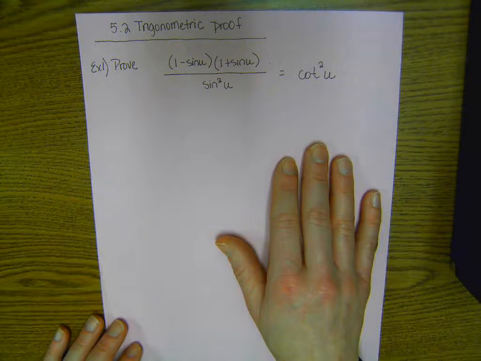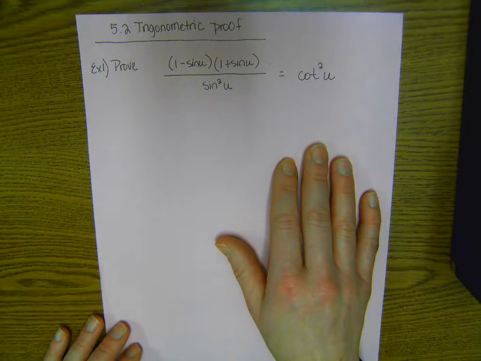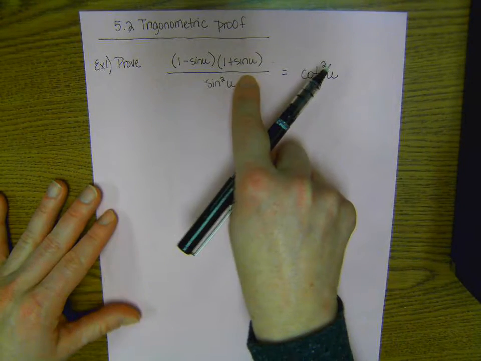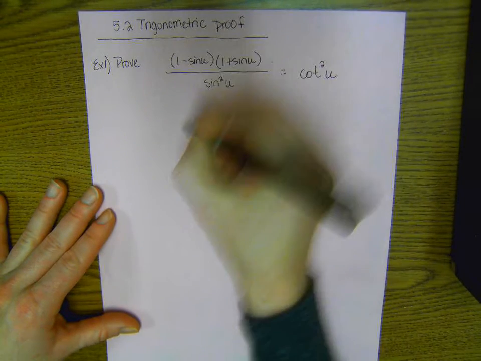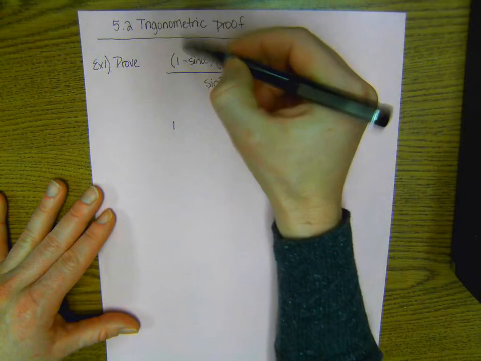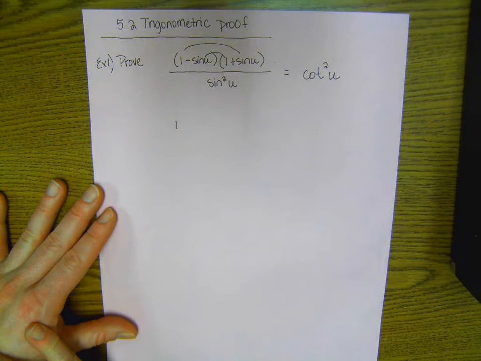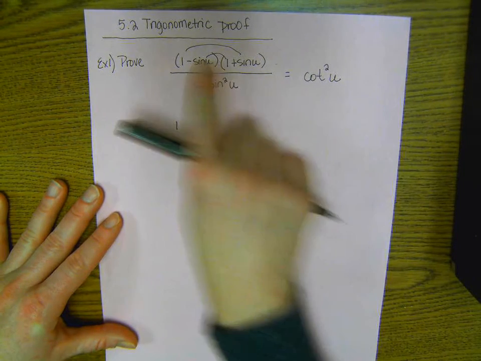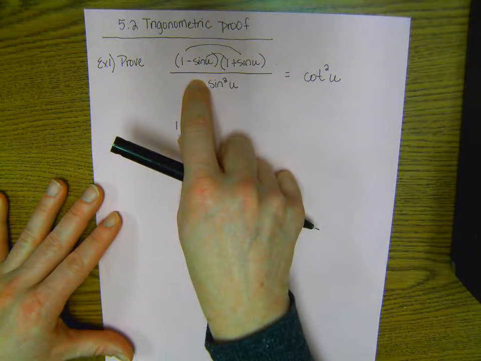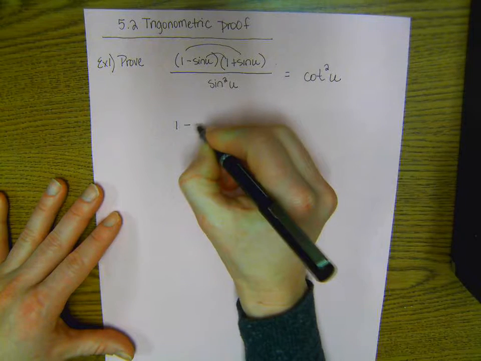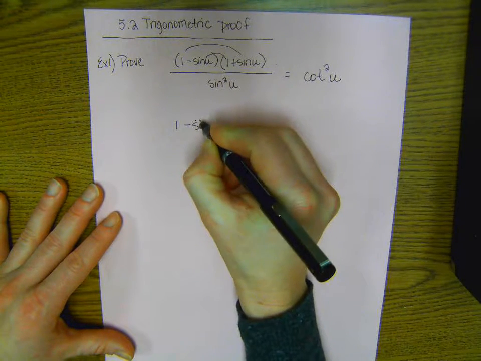And what are you thinking? So let's distribute the top. So we do that, and we get 1. And I don't even want you to write that part down. When you have a sum and a difference like this, we should know that the middle terms are going to cancel, right? All right, so I'm left with 1 minus sine squared of u.